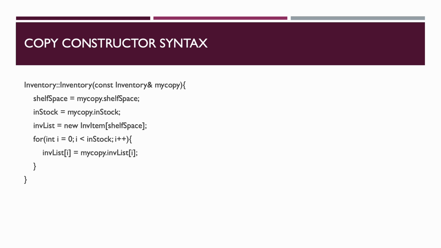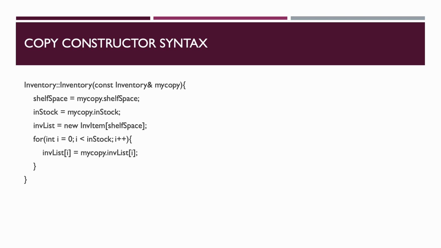Now, after allocating the memory for inv list, we need to copy the actual contents from my copy dot inv list. So this is what the for loop is for. This for loop iterates over each element of the inv list array and copies the contents from the corresponding elements in my copy dot inv list.